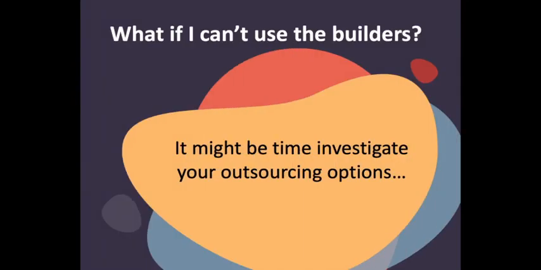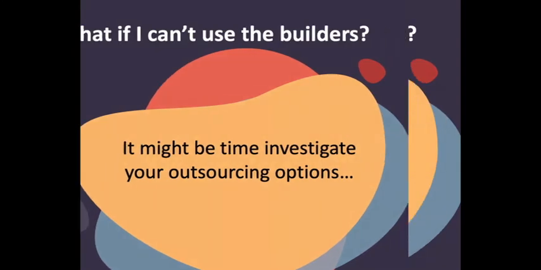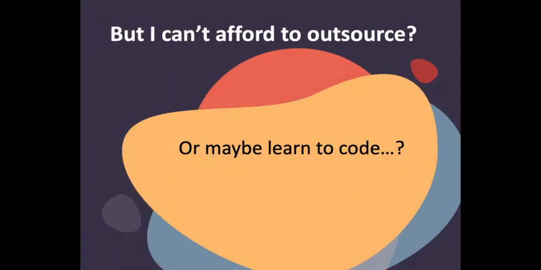So what if you can't use the builders? Maybe you need some functionality that they just cannot give you. Then you may have to investigate outsourcing options. Because if you have to have a native app, native apps are faster, lighter, and you can control more. So for example, if you need something really custom, like a custom keyboard, you won't be able to do that with something like Thunkable. Then you may have to look into specialists, people who build mobile apps, and say, hey, I need you to build my apps. But at the same time, what if you can't afford to outsource?